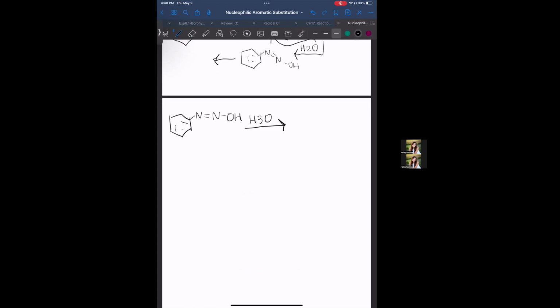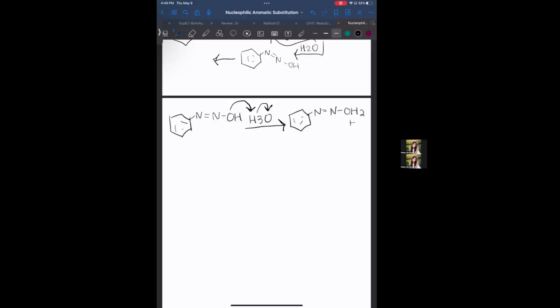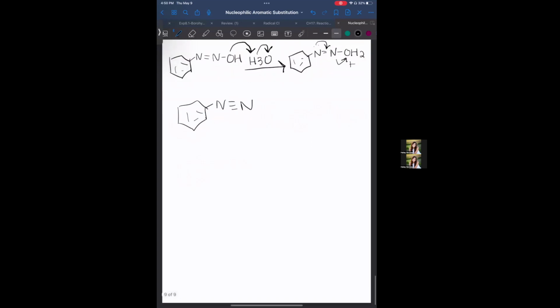And that oxygen on the OH is going to grab a hydrogen, push that over, and give us this OH2, which is awesome because we know that OH2 is a pretty good leaving group. And now it's super easy. The lone pairs on this first nitrogen are going to kick over, make a double bond, and cause this OH to leave. And now we have our diazonium salt, which is ready to be reacted with our CuBr, CuCl, or our H3O plus in our Sandmeyer reactions.